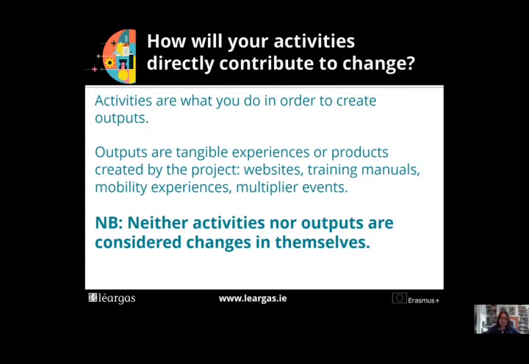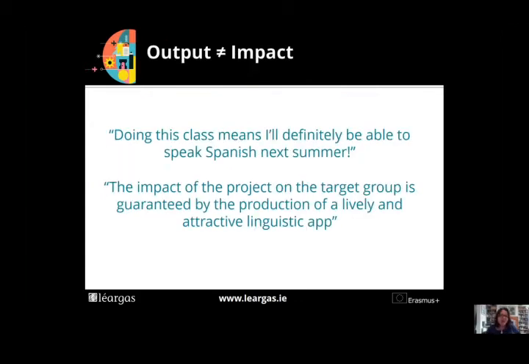So what I mean by that is, if I say that I have signed up for a Spanish class, just signing up for that Spanish class, even going to that Spanish class, doesn't guarantee that I'll be able to speak Spanish fluently. It's an activity, it's an output, but it's not an impact. I could go to that class and become wonderful at Spanish if I have a great teacher and I apply myself, but literally being in the classroom does not guarantee that I'll be able to speak Spanish.